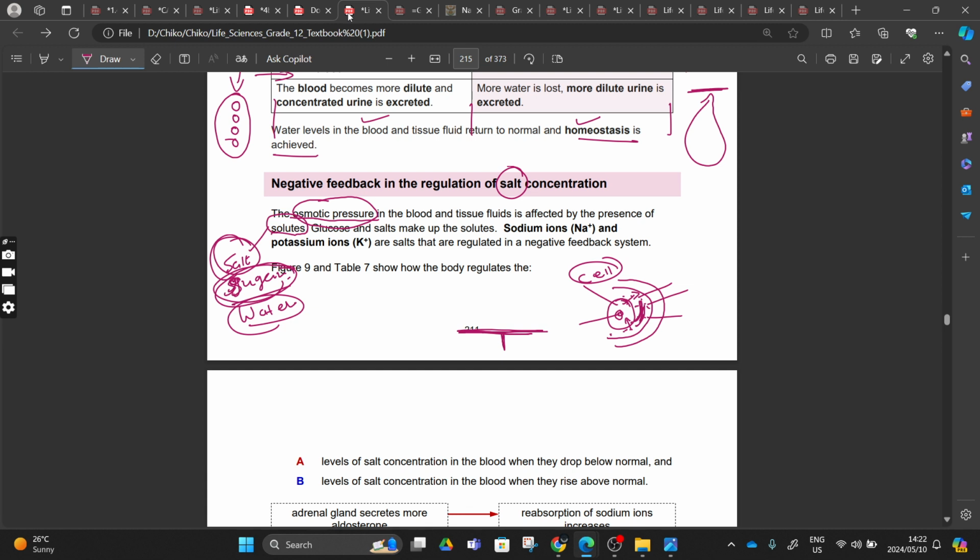But the glucose and the salt, as you can see, make up the solutes, right? So this is a sugar. It's the same thing. The sugar and the salt make up a solute. You add sugar inside the water, the sugar is going to dissolve. That is the solute in a solvent, right? So you understand that. So sodium ions and potassium are salt that are regulated in a negative feedback. So in this negative feedback, we are regulating sodium and potassium.